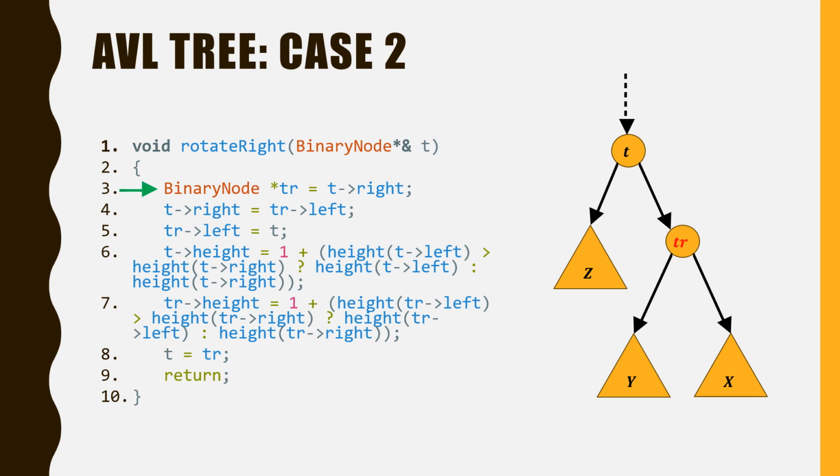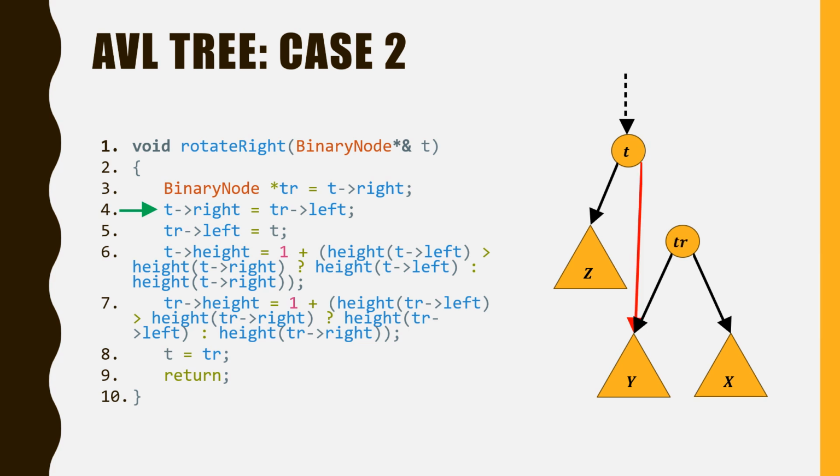Next, we have the rotate right function, which handles the rebalancing for case 2. The implementation is symmetric to the rotate left function. In line 3, we create a pointer tr to reference the right child of t.